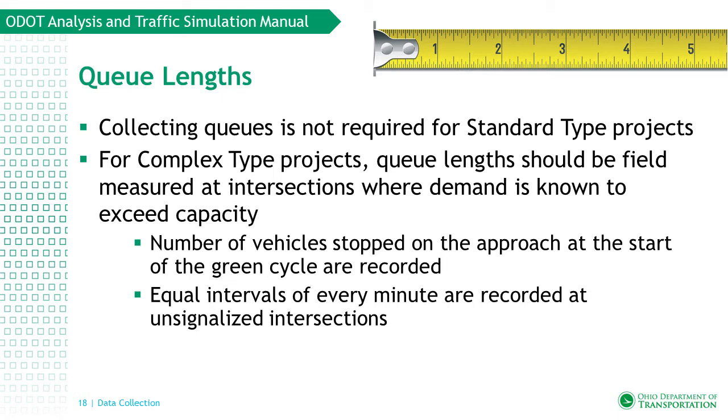For complex type projects, queue lengths should be field measured at intersections where demand is known to exceed capacity. During the analysis periods, observers in the field or using video recordings note the number of vehicles stopped on the approach at the start of the green signal for each cycle. For unsignalized intersections, observations are recorded in equal intervals of every minute.